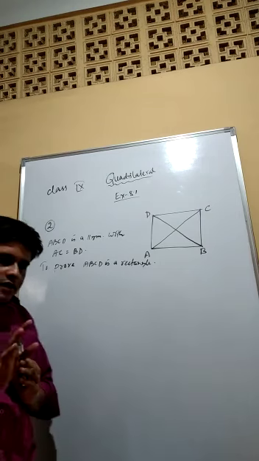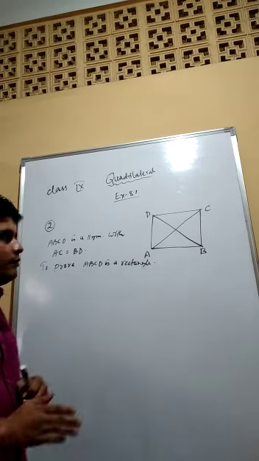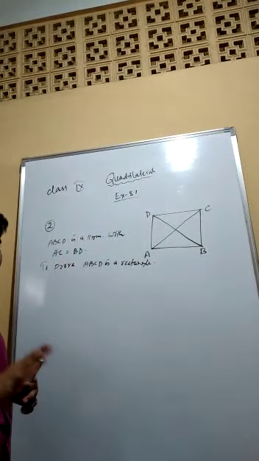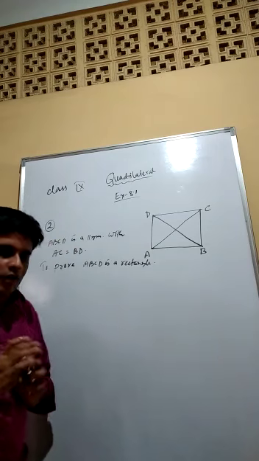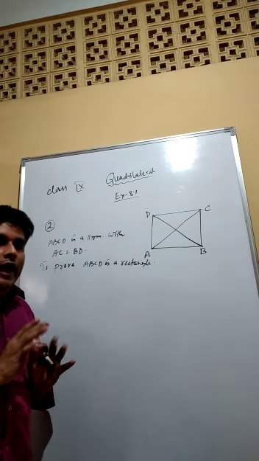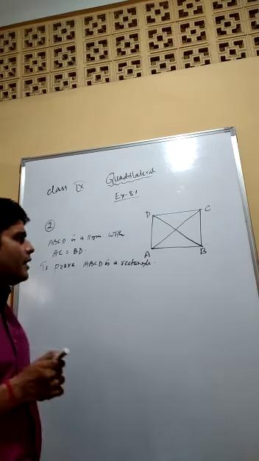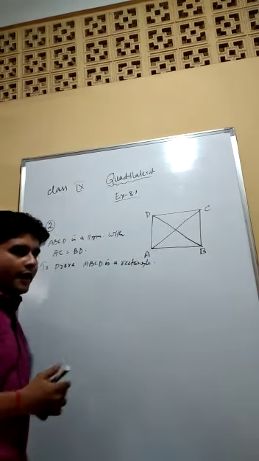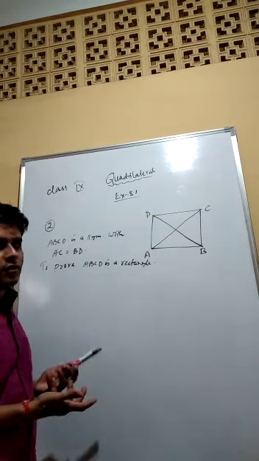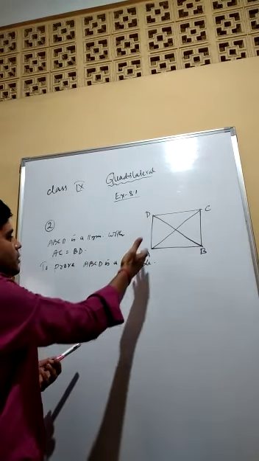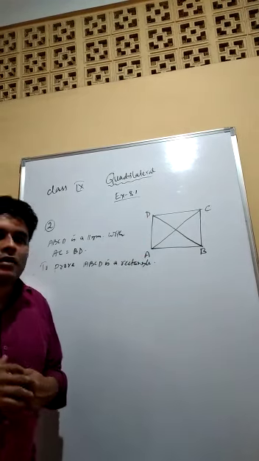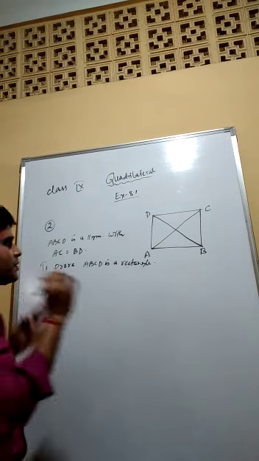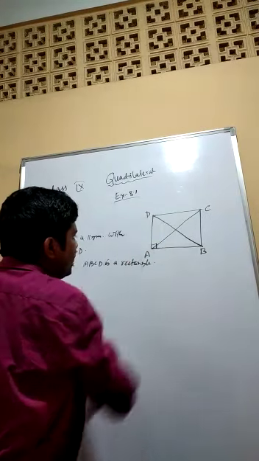After this, what? It is a parallelogram. ABCD is a parallelogram. It is given. So no need to prove ABCD is a parallelogram. And all the angles are 90 degrees. If you are able to prove that all angles are 90 degrees, then we can say this ABCD is a rectangle.